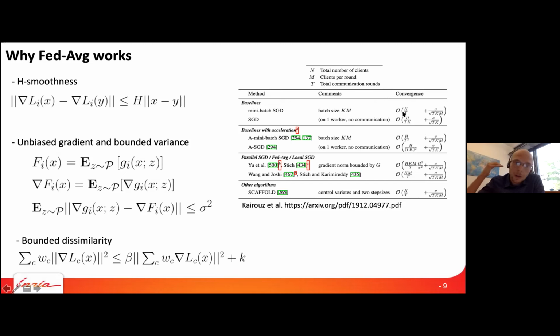So it means that the more we go on with this back and forth of estimation and averaging, the closer we get to convergence. Then there is some modulation. It depends on the smoothness of the functions, on the bound of the variance, and so on. But these are all very similar.